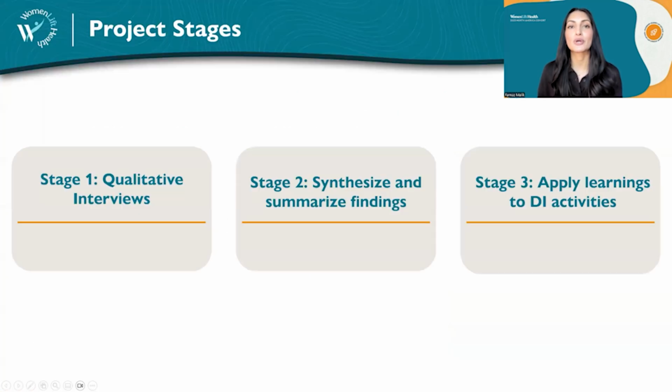To do this, I organized my project into 3 stages. Stage 1 was the information gathering stage via qualitative interviews. Stage 2 involves the analysis of these interviews and synthesizing and summarizing the findings. And stage 3 will be to apply the learnings from the interviews to Data Impact's gender-focused technical assistance activities. By evaluating gender-focused activities that have achieved milestones and impact, we can learn the facilitators and challenges to systematically integrating gender data in government processes and policymaking.